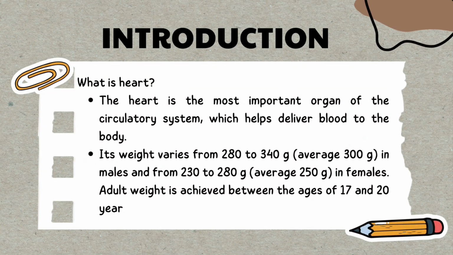So, what is the heart? The heart is the most important organ of the circulatory system which helps deliver blood to the body. Its weight varies from 218 to 314 grams, with an average of 300 grams in males, and from 213 to 218 grams, with an average of 215 grams in females. Generally, adult weight is achieved between the ages of 17 and 20 years.